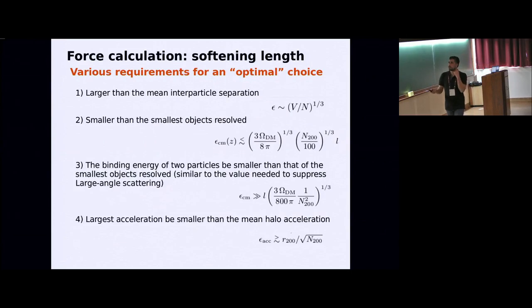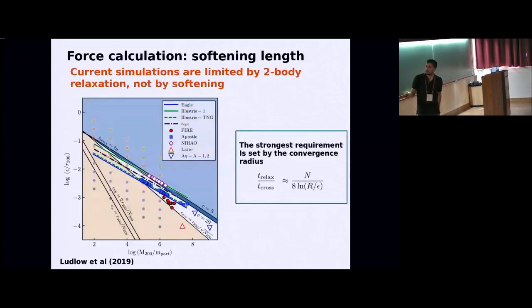Right, so this puts several constraints, and this is what is summarized here in a paper by Aaron Ludlow. What is the softening as a function of the mass of the halo that you're considering? So here you have these different limits that I was talking about, if you consider the acceleration criterion or the binding energy one, and so on. Right? So this is the minimum, the region that would not be allowed, right?